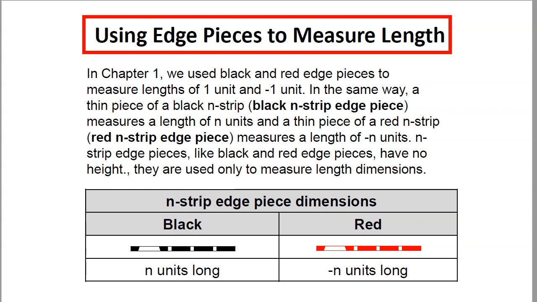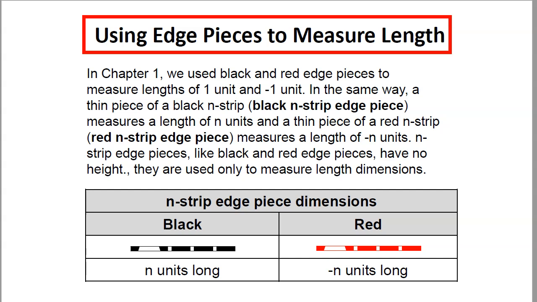We'll use edge pieces to measure length. In Chapter 1, we used black and red edge pieces to measure lengths of 1 unit and -1 unit. In the same way, a thin piece of a black end strip edge piece measures the length of n units, and a thin piece of a red end strip edge piece measures a length of -n units.